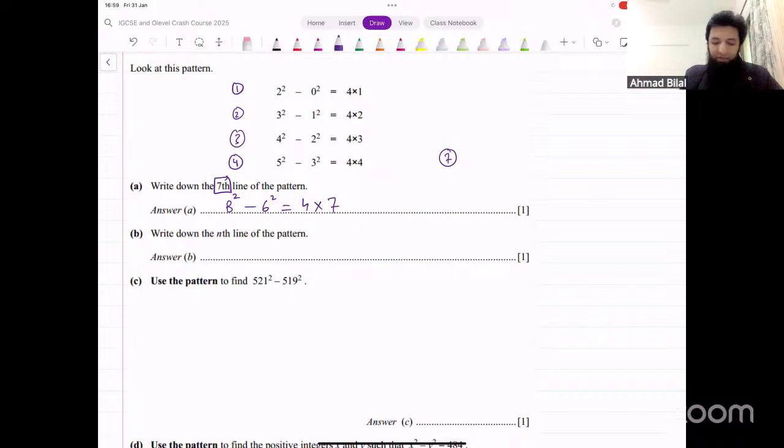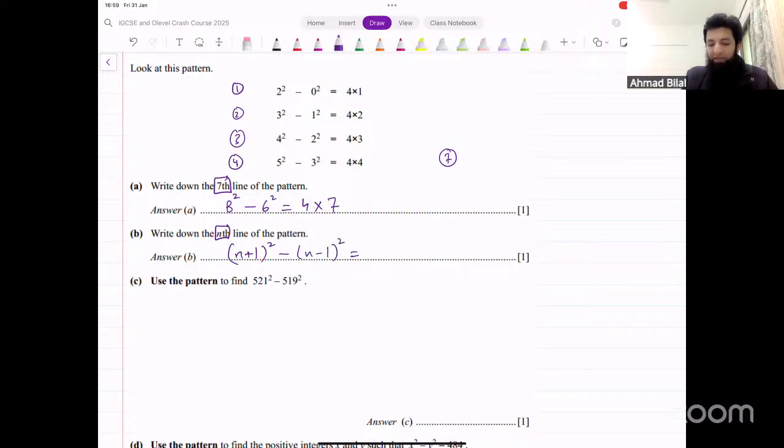Now they're saying write down the nth line of the pattern. So now we know the pattern. We understand that if in place of 7, we had n, the first number has to be 1 greater than the row number. So that would be n plus 1 whole squared. The second number is supposed to be 1 less than the row number. What does that become? N minus 1 whole squared.